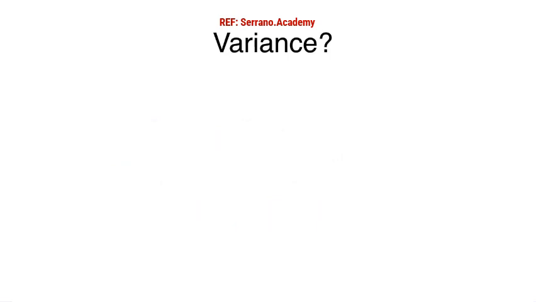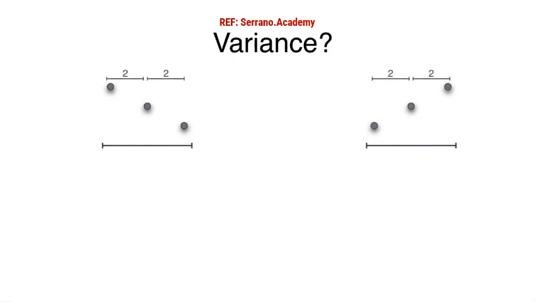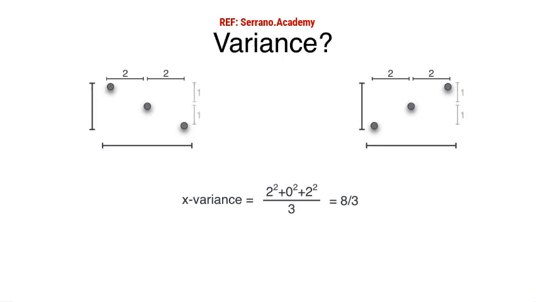However, there are some technicalities. Let's look at this set and let's look at this set. What are the x and y variances of those 2? Well, let's calculate the x variance, and let's say these distances are 2. So it's going to be 2 squared plus 0 squared plus 2 squared divided by 3, which is 8 divided by 3. And what's the y variance? Well, if the distances are 1, then it's 1 squared plus 0 squared plus 1 squared divided by 3, which is 2/3. So those 2 sets have the same x variance and the same y variance, but they're fundamentally very different. So how do we tell those 2 apart?